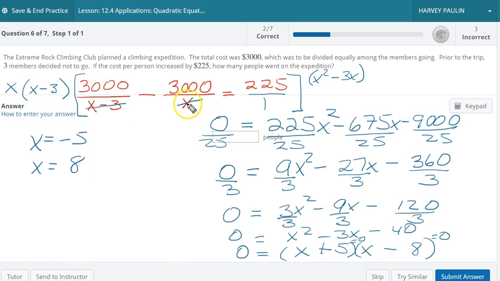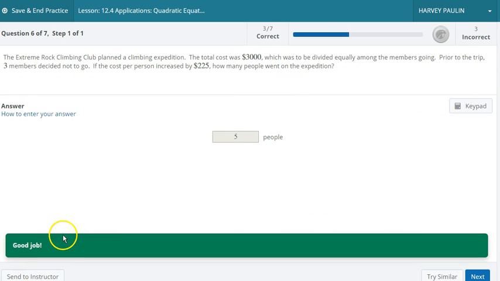Now remember, X was the original number to go on the trip. We wanted it when we subtracted 3 from the original number. So here, X minus 3 is going to be 5. 5 are the people that I'm going to put in here, and we'll see if we're right. And 5 is the correct answer. And if you need to rewind this and work it, that would probably be a good idea.